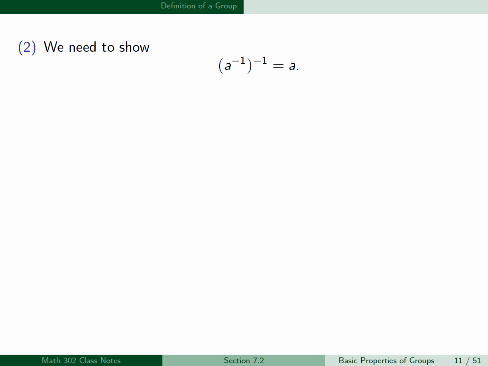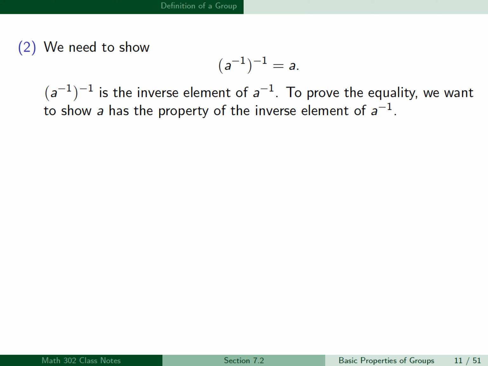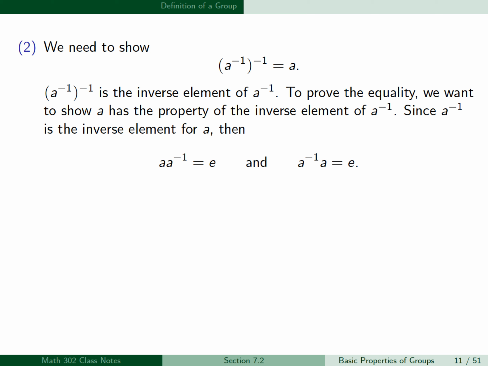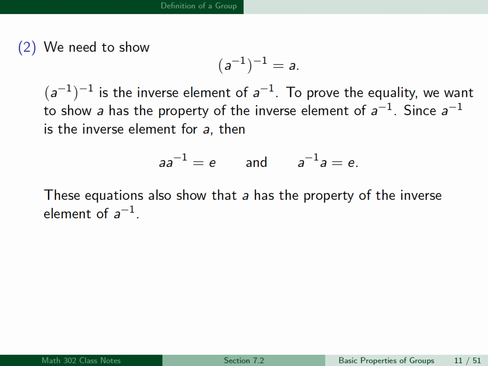And for the second part of the corollary, we need to show that A inverse inverse is equal to A. And A inverse inverse is by definition the inverse element of A inverse. And to prove the equality, we want to show that A has the property of the inverse element of A inverse. Since A inverse is the inverse element for A, then AA inverse is equal to the identity, and A inverse A is equal to the identity. Now, looking at these equations, you can see that they also show that A has the property of the inverse element of A inverse. And thus, A inverse inverse is equal to A. And this proves 2.